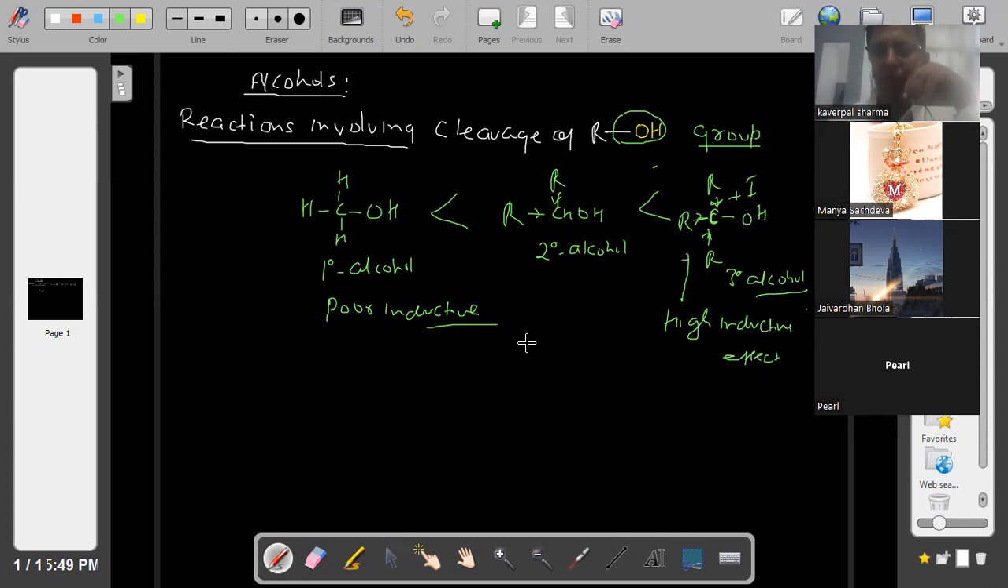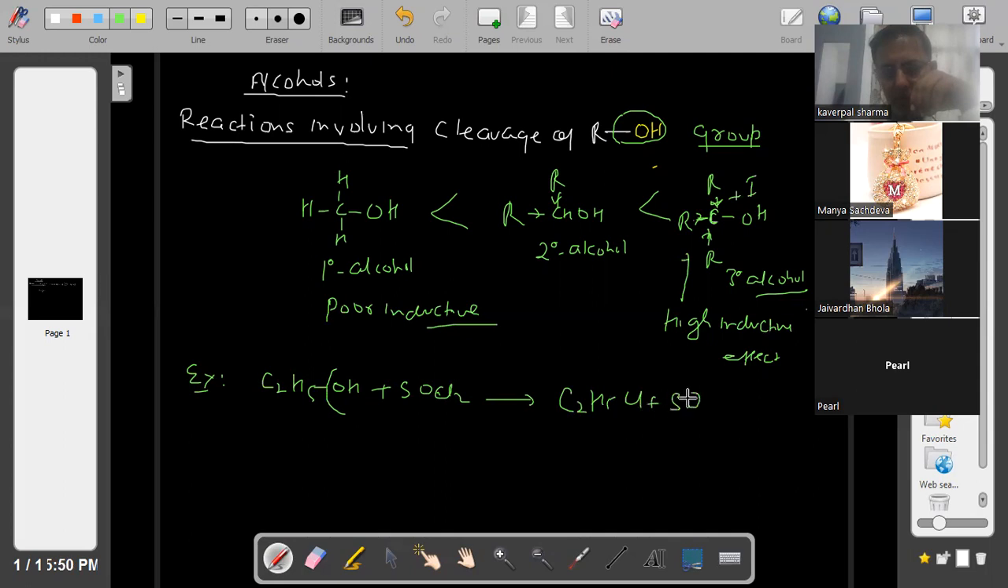Already you know from the example we have done: C2H5OH with SOCl2, the OH group is removed from here, along with HCl and SO2. So what you got? C2H5Cl, SO2 plus HCl gas. So the OH is removed by this reaction.